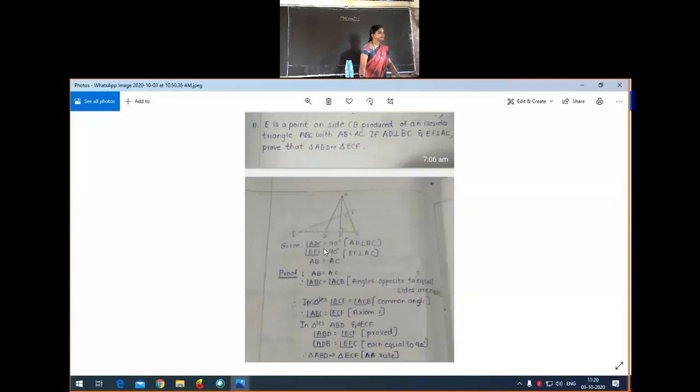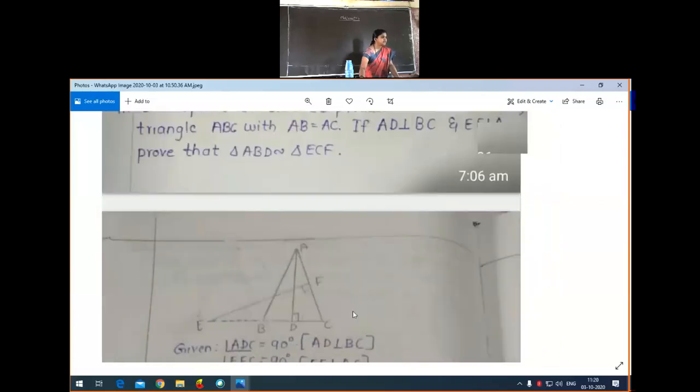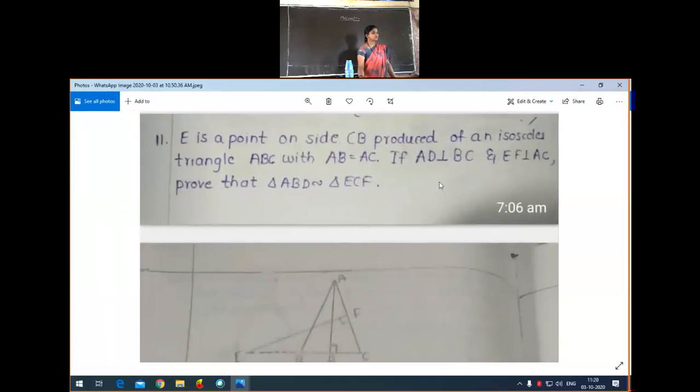Sit properly. Be comfortable. So if the page is not visible, just open your textbook. Whatever I'm reading now, you just copy that one. I think it is visible now.